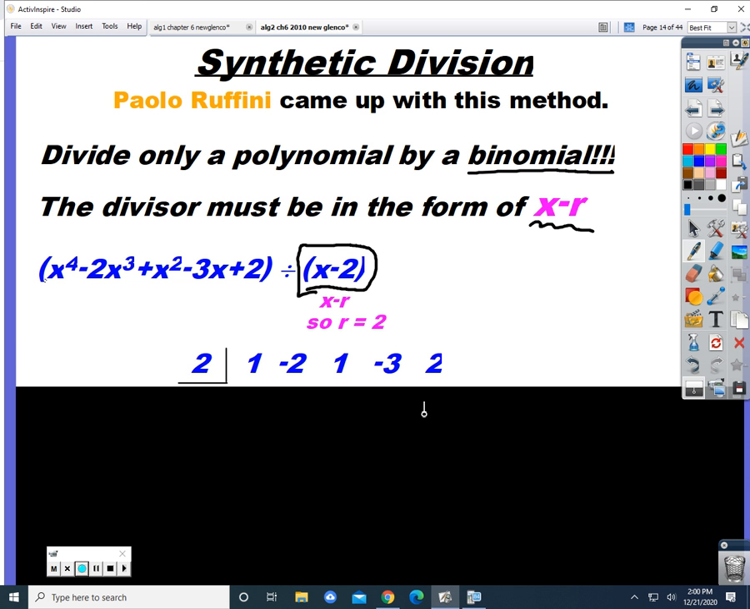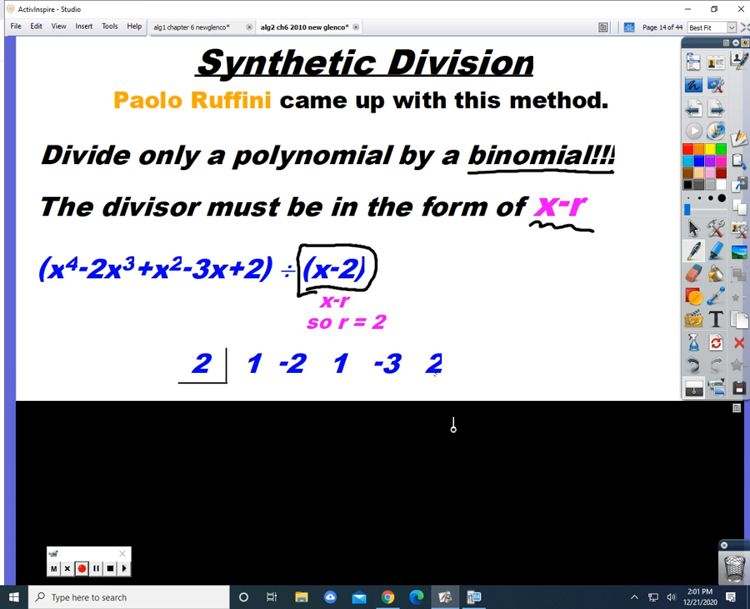You do this strange little backwards box. It reminds me of an upside down division symbol when you're doing long division. You do this little corner thing. You put the positive 2 here, and each of these are the coefficients from the polynomial. See, there's a 1, negative 2, positive 1, negative 3, and a positive 2.